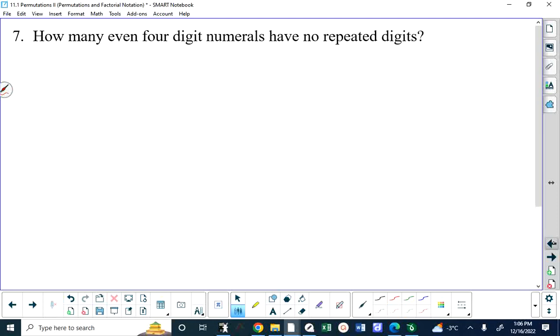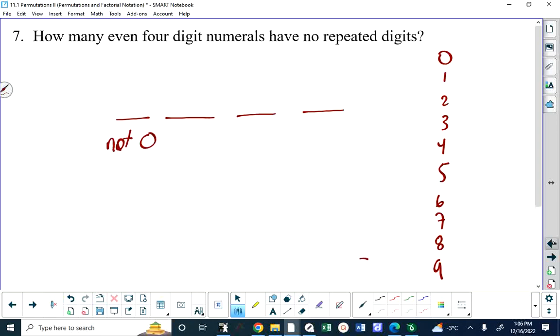Let's imagine that you just set out to solve this problem. No repeating digits, so we have the digits 0 through 9 to choose from, but once we choose one, we can't choose it again. We want a 4-digit numeral, and we have these two restrictions. Not to 0, and that has to be one of those digits.